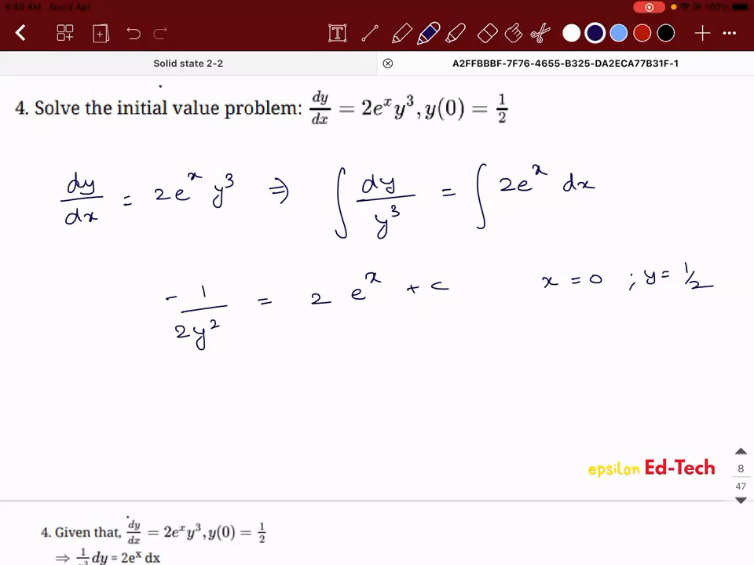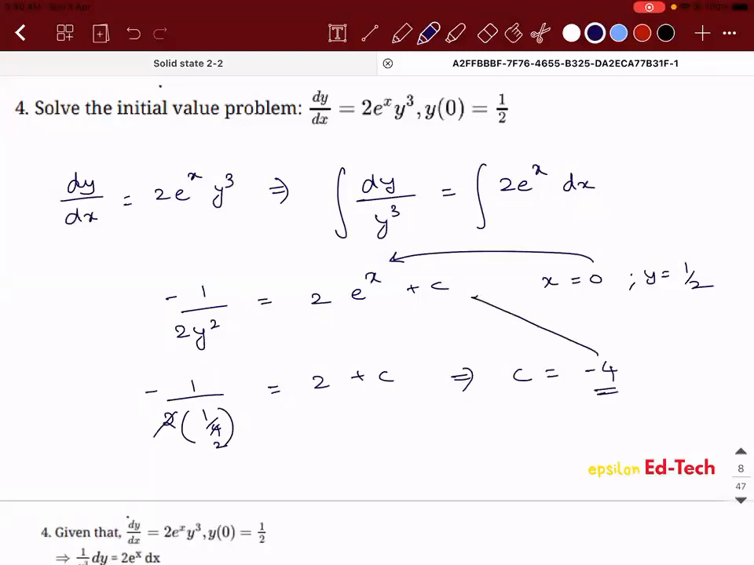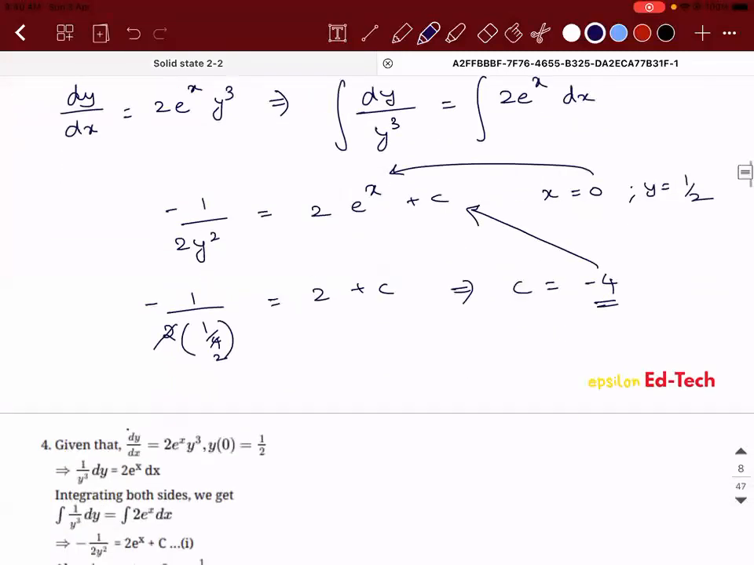Okay, so when you put x is equal to 0 here, then minus 1 by 2 into y square, which is 1 by 4, is equal to 2 plus c. So this will give 2 times, which implies c is equal to minus 4. So when c is equal to minus 4, substitute it here, you will get minus 1 by 2y square is equal to 2 e power x minus 4.